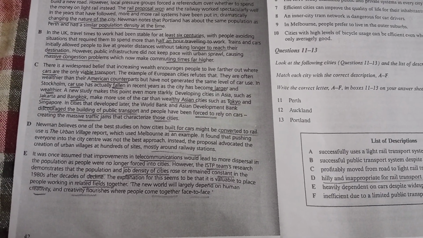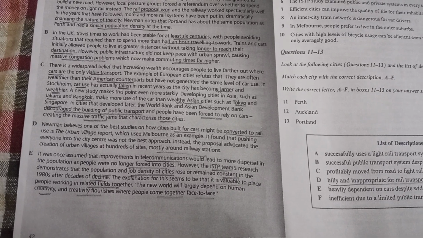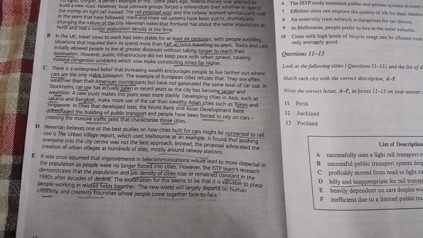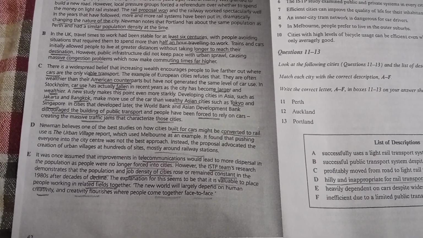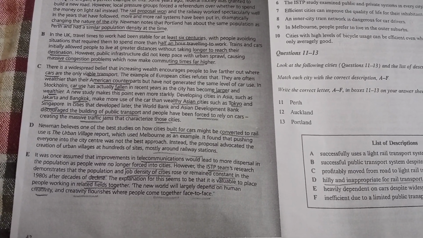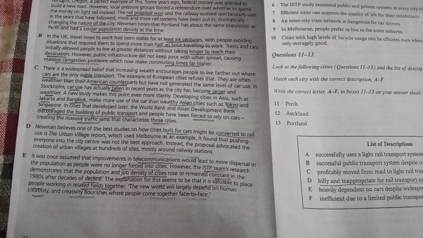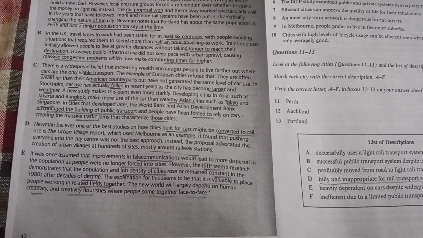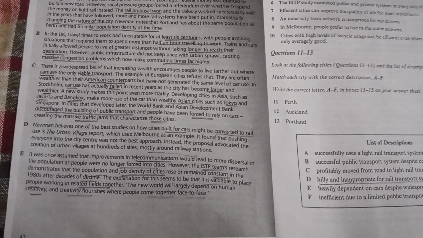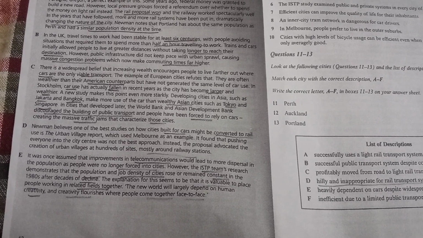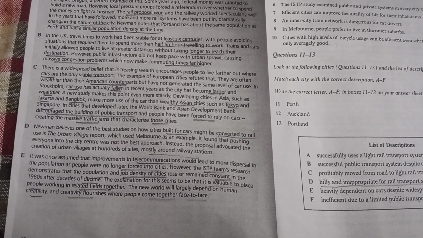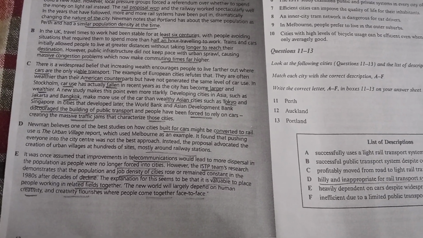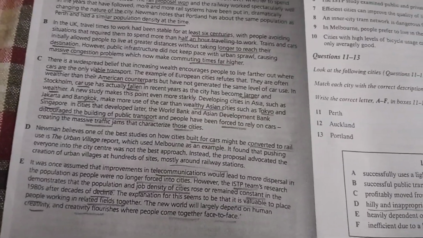Okay, and next paragraph, that is paragraph C. There is a widespread belief that increasing wealth encourages people to live farther out, where cars are the only viable transport. The example of European cities refutes that, as they are often wealthier than their American counterparts but have not generated the same level of car use. In Stockholm, car use has actually fallen in recent years as the city has become larger as well as wealthier. A new study makes this point even more starkly. In developing countries, cities in Asia such as Jakarta and Bangkok make more use of the car than wealthy Asian cities such as Tokyo and Singapore. And in cities that developed later, the World Bank and the Asian Development Bank discouraged the building of public transport, and people have been forced to rely on cars, creating the massive traffic jams that characterize those cities.